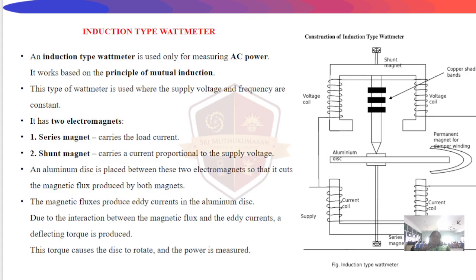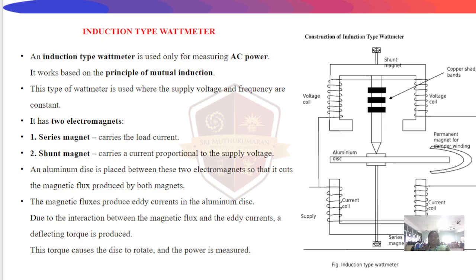Now let us move to the induction type wattmeter. The construction diagram is shown here. This wattmeter is used only for AC power measurement. It works based on the principle of mutual inductance. It has two electromagnets. One is the series magnet, which carries load current, and the second one is the shunt magnet, which carries current proportional to voltage. Between these magnets, the aluminum disc is placed.